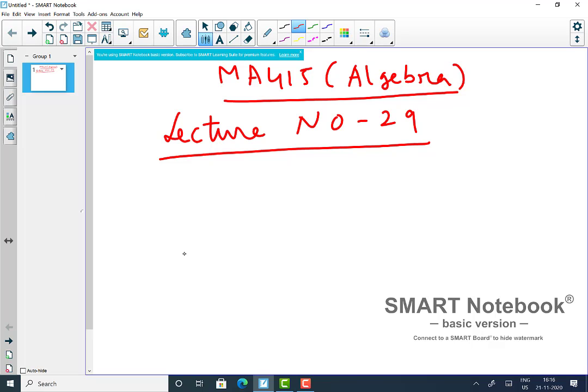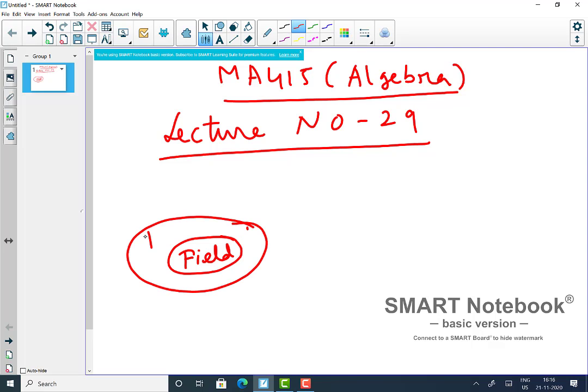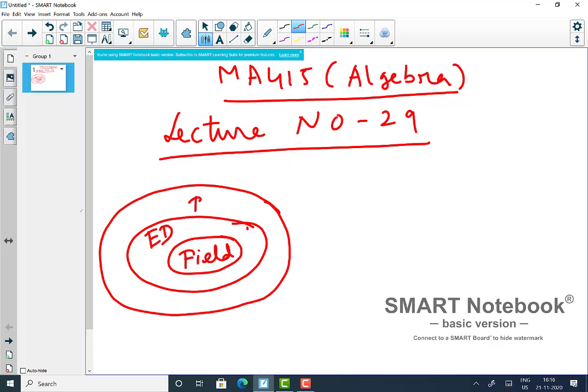We started with something called the field. The field is a very nice object, and then we proved that there is an object which covers more than this field. Every field is that object, and that is called a Euclidean domain. We proved that every field is a Euclidean domain, and also we proved every Euclidean domain is a principal ideal domain, PID.